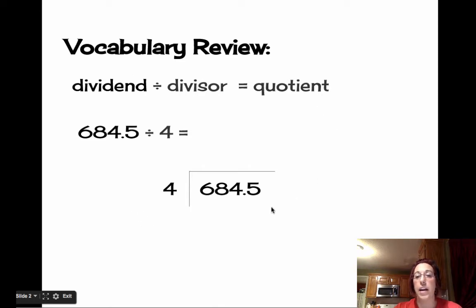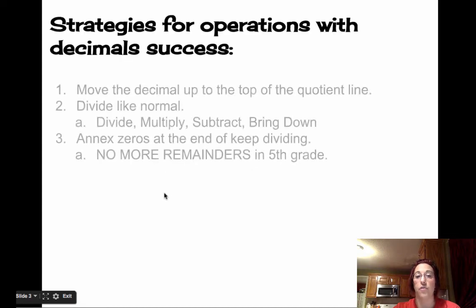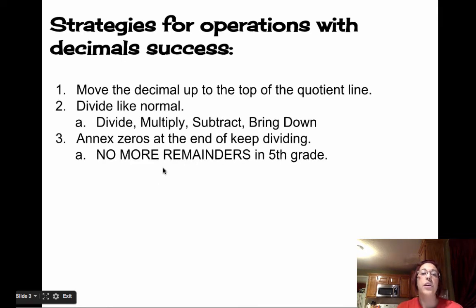This is one error that I've noticed students making in setting up their division problems for success. So remember, the number in front always goes inside. The number after the sign always goes in the front. So here are strategies for dividing decimals successfully.